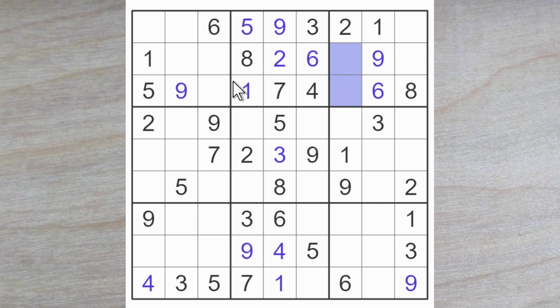And these 4 squares must contain 2 3s. And that means that this square is blocked from being a 3, and this is 3 blocks over, so that does this, so here's a 3.